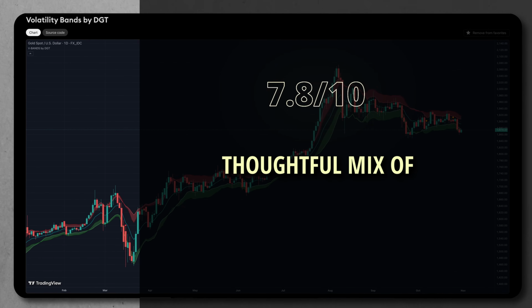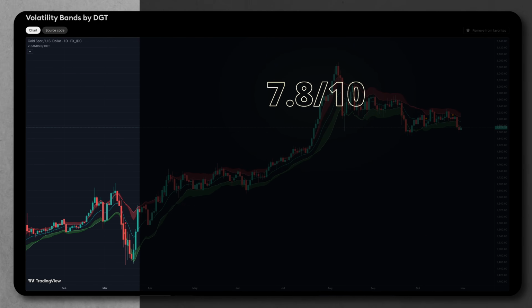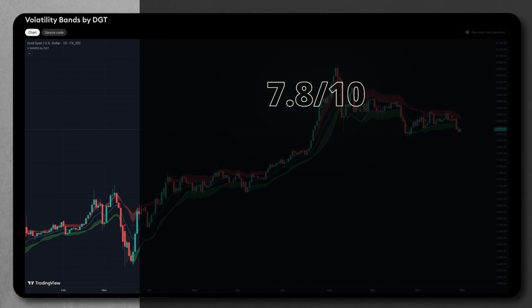It offers a thoughtful mix of volatility measures and flexibility, but setup complexity and the need for confirmation tools slightly limit its standalone effectiveness.